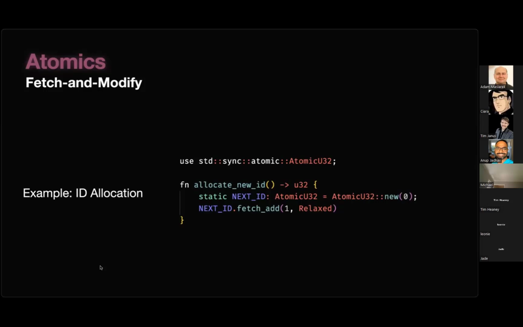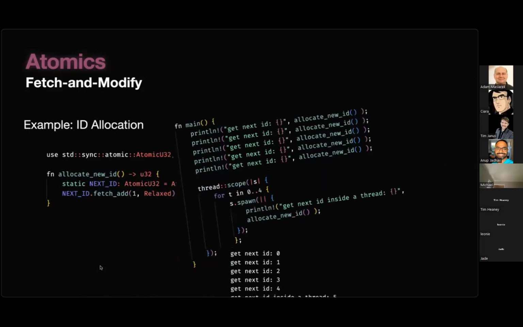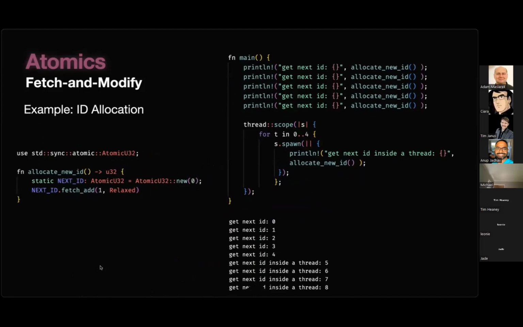Now, implementing this function turns out to be trivial using fetch add. And in this example, we are simply keeping track of the next number to give out, incrementing it every time we load it. The first caller will get a 0, the second will get a 1, the third will get a 2, and so on and so forth. Here's an example of calling this function from the main thread and then from 4 parallel spawned threads.